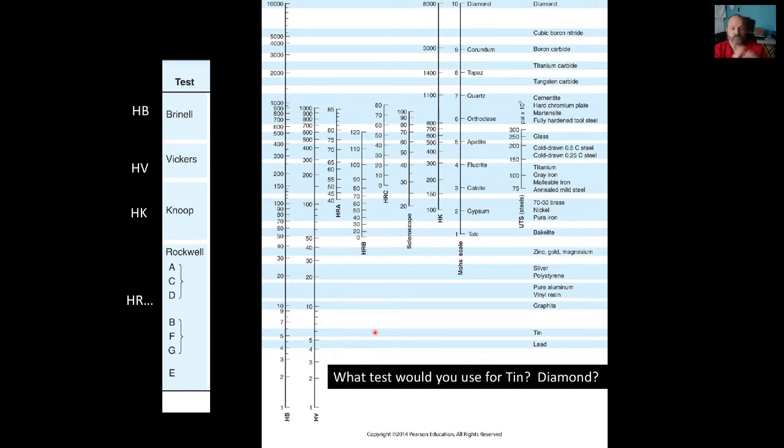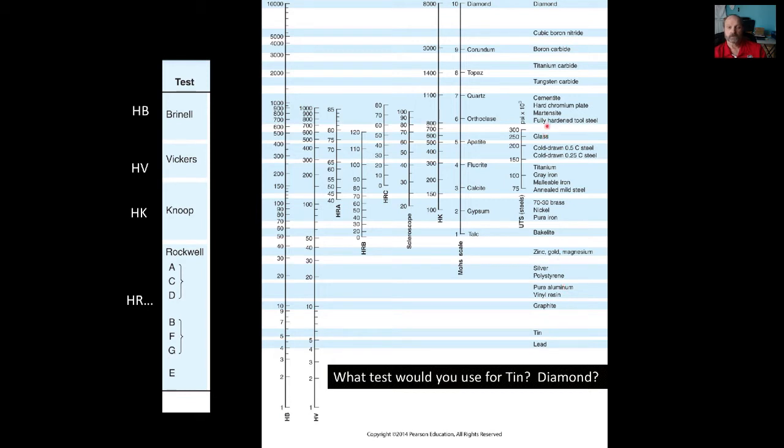This is a nice comparison. It's pretty close to being perfect, and it's giving you an idea. If you measure a certain value on the HB, and you look at the bottom, it says what test you're using. So this is the HB test. If you look at tin, for example, it's really soft. We all know that tin and lead are very, very soft. You can use your fingernail and dent it. So these numbers are very, very low. You would use an HB or an HV test to determine the hardness of tin or lead. If you tried to use an HRB test, you would go right through the sample because the load's too high. It's way too soft.